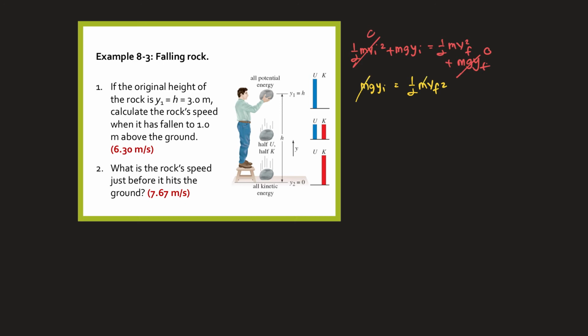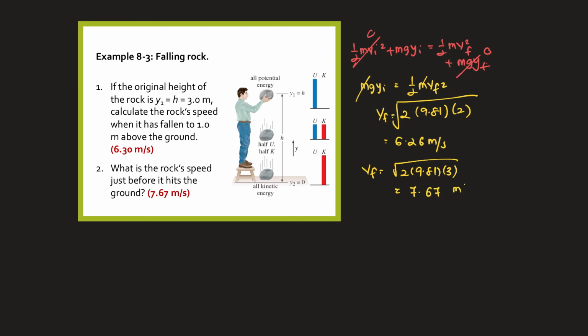So vf is going to be the square root of 2 times 9.81 times the height, and the height is 2, because the question asks for when it has fallen to 1 meter above the ground, so 3 minus 1 is 2. Square root everything and you are going to get 6.26 meters per second. And what is the rock's speed just before it hits the ground? It is the same formula, so I put 2 times 9.81 times 3, and you are going to get 7.67 meters per second. As easy as that.